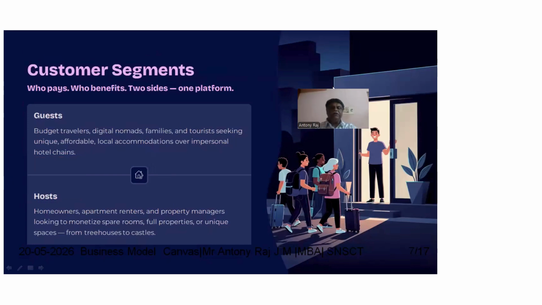And what are the customer segments here? One is definitely the guests, who pays, who benefits from the same. Guests are the main customer segment: the budget travelers, families and tourists who prefer very affordable local accommodation when compared to the hotel chain, which is not very personal and not customized. And if we talk about hosts, these are the house owners, the apartment renters, and the property managers, who are looking to monetize their spare rooms, ranging from tree houses to castles.